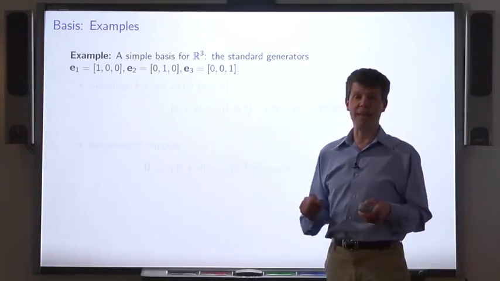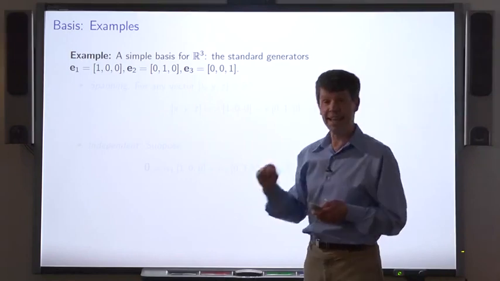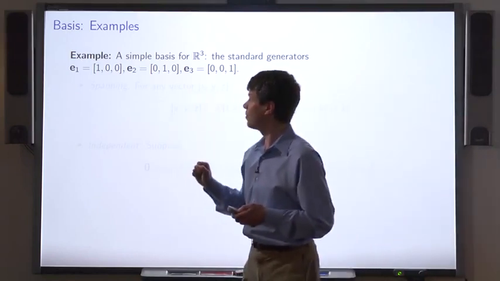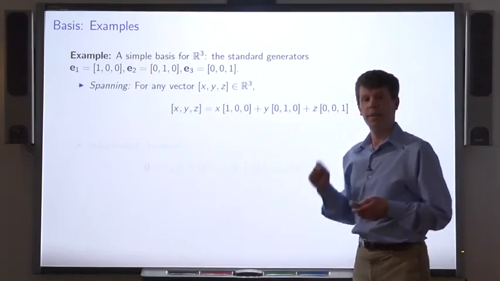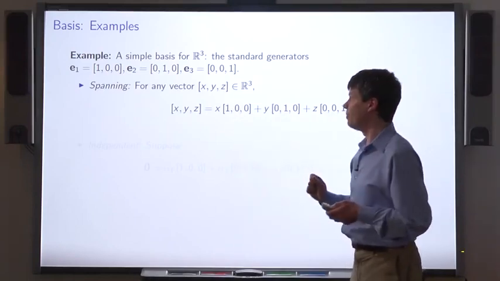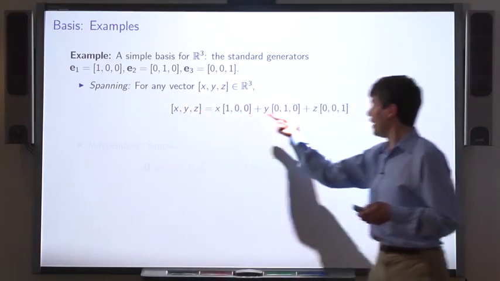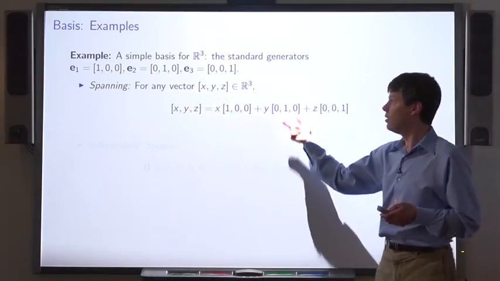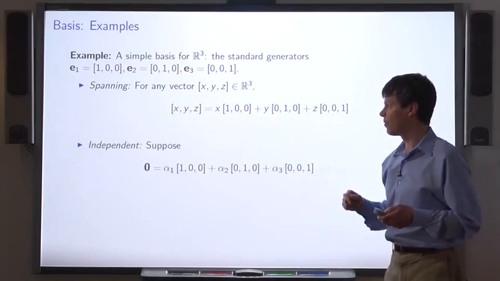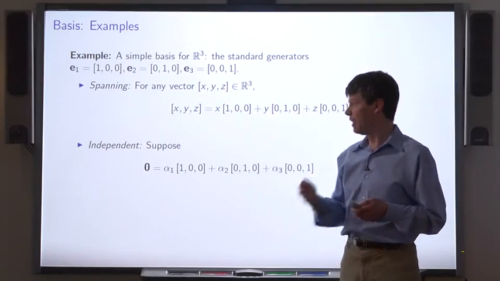Here's a very simple example of a basis for R3. These are the standard generators. It's easy to see that this set of vectors spans R3 because for any vector in R3, we can easily write it as a linear combination of those three vectors. We can argue as before that these vectors are linearly independent.